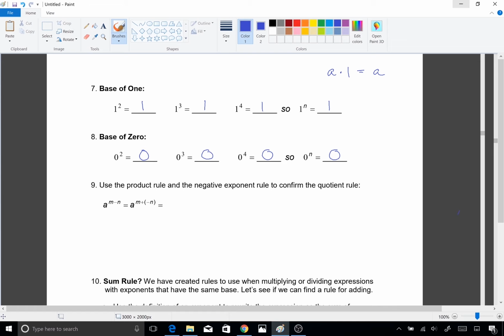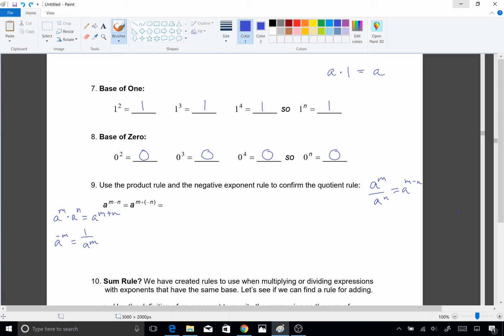Use the product rule and the negative exponent rule to confirm the quotient rule. Well, remember that the product rule is a to the m times a to the n equals a to the m plus n. And remember that the negative exponent rule says that a to the negative m equals 1 over a to the m.